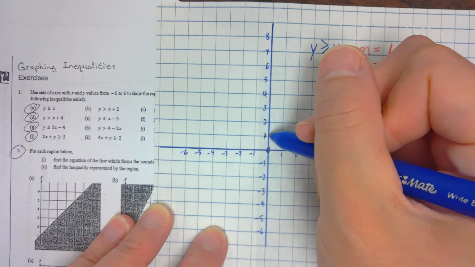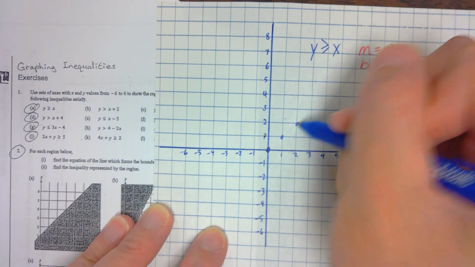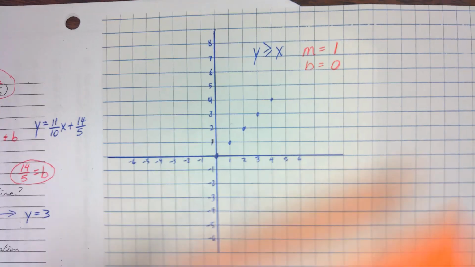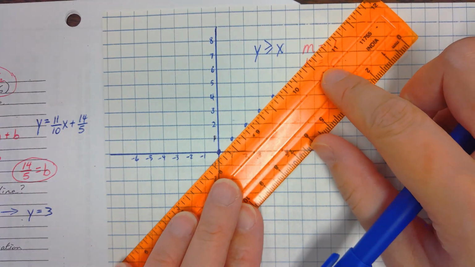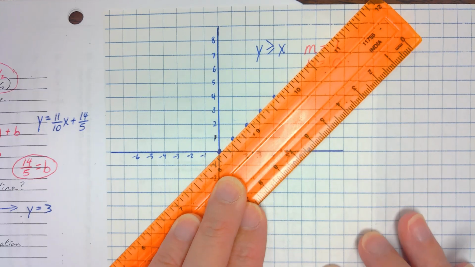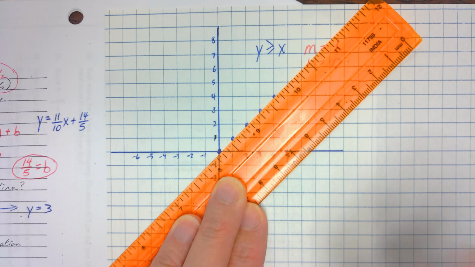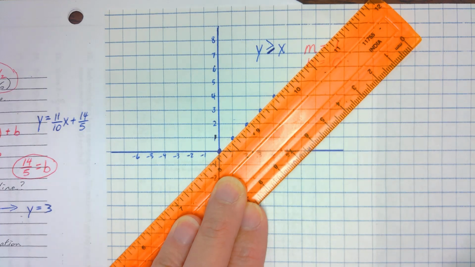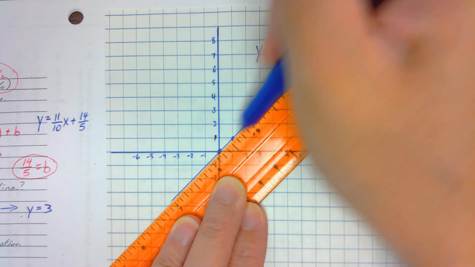1 is up 1 over 1, up 1 over 1, up 1 over 1, up 1 over 1. So when I graph it, I have this. Should I do a solid line or dotted line? Why? Right. You guys are good. Okay, because it's equal to. So I'm doing a solid line.